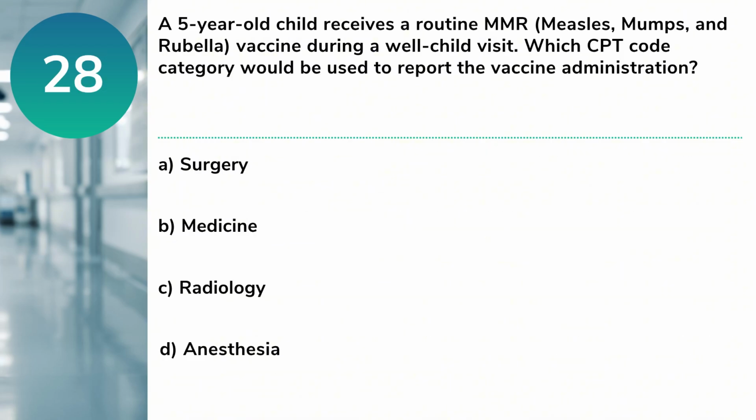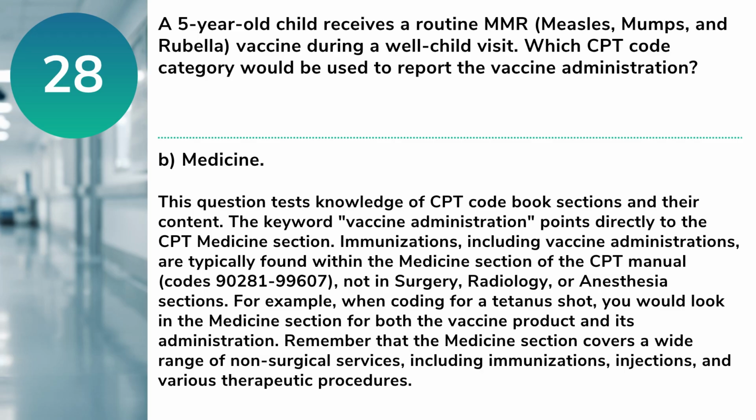Question 28. A 5-year-old child receives a routine MMR, measles, mumps, and rubella vaccine during a well-child visit. Which CPT code category would be used to report the vaccine administration? A. Surgery. B. Medicine. C. Radiology. D. Anesthesia. Answer: B. Medicine. This question tests knowledge of CPT code book sections and their content.